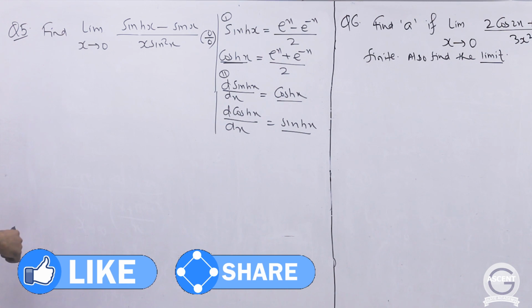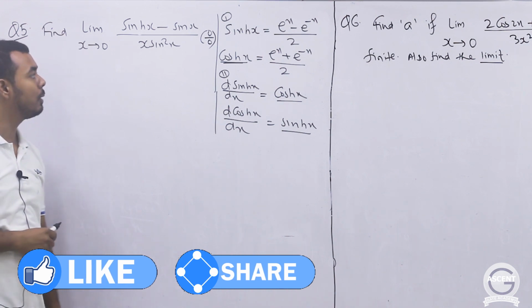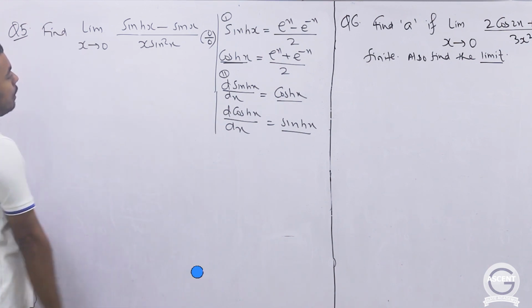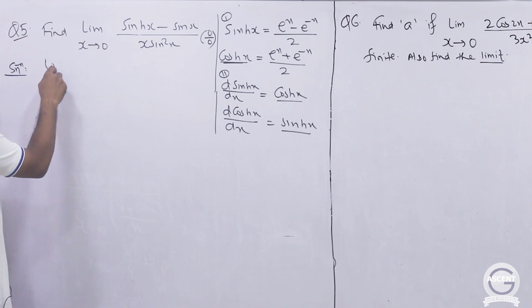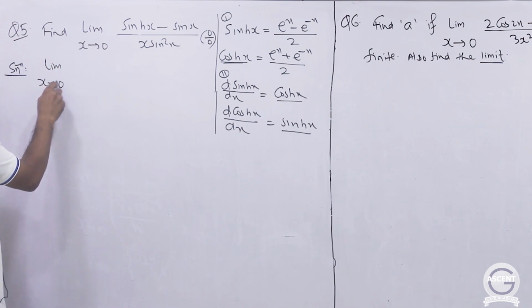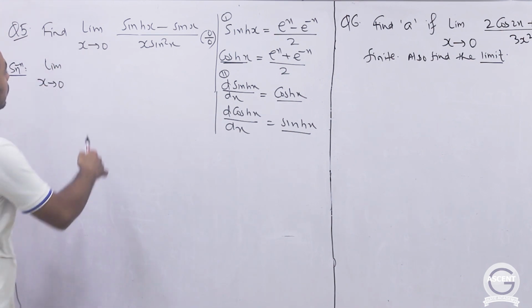So this is 0 by 0 indeterminate form. Now in 0 by 0 indeterminate form we can apply L'Hopital's rule, but here we are going to learn one important concept. While solving these types of problems, it is always better to do some simplification and then apply L'Hopital's rule. Okay, let me show you how.